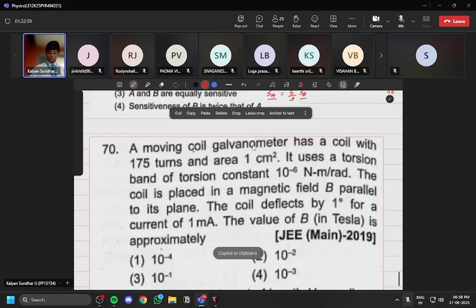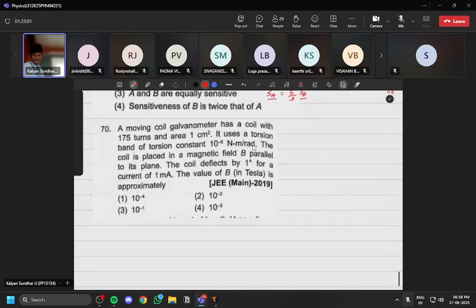Try this question. A moving coil galvanometer has a coil with 175 turns and area 1 centimeter square. It uses a torsion band of torsion constant, that is your C value, 10 to the power minus 6 Newton meter per radian. The coil is placed in a magnetic field B parallel to its plane. The coil deflects by 1 degree for a current of 1 milliampere. Then what will be the approximate value of B?